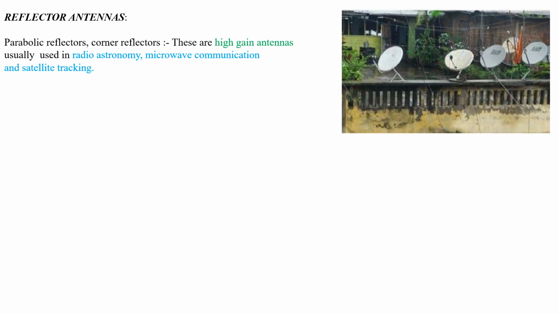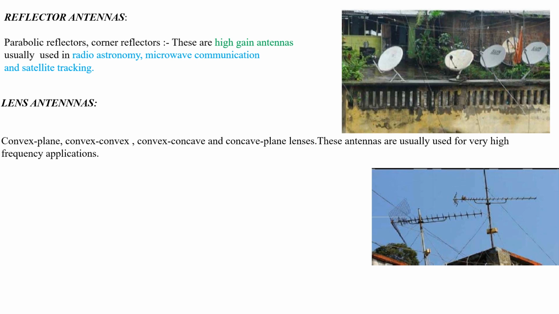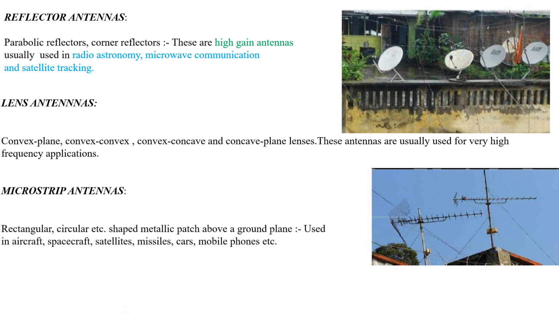Talking about the reflector parabolic antennas, the main characteristic is that they are very high gain antennas, used in radio astronomy, microwave communication and satellite tracking. There are also lens antennas, which are used for high frequency applications. They are convex, concave, convex plane lenses. And there are also microstrip antennas, which are rectangular or circular shape antennas. They are also used in aircraft, spacecraft, satellite, missiles, cars.